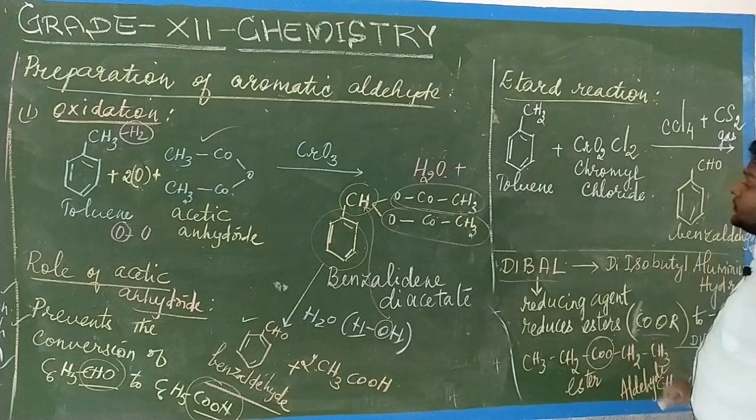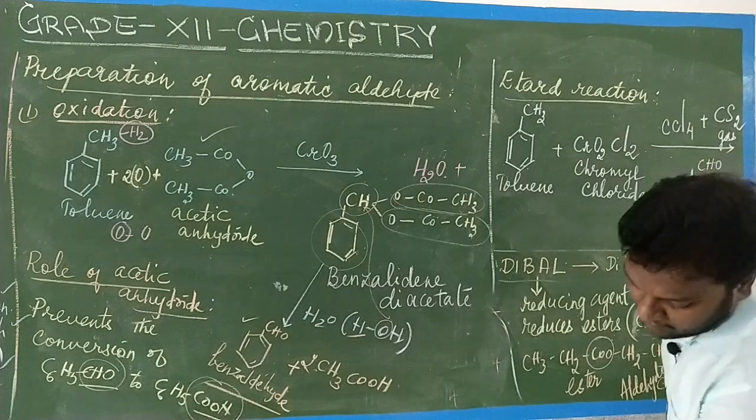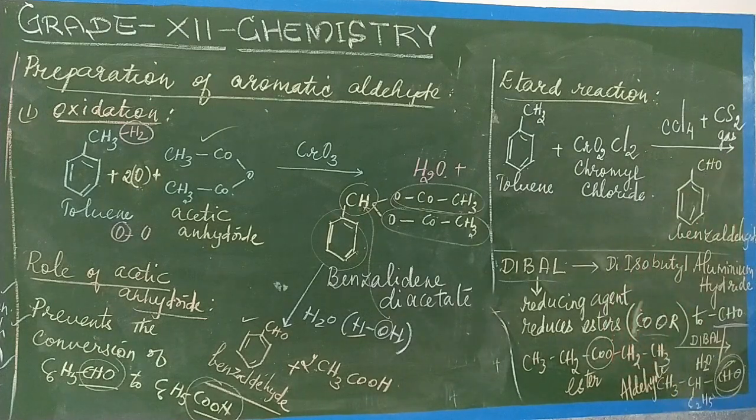Directly it converts into benzaldehyde. You have to remember this well. So what do we write? Toluene on treatment with chromyl chloride, in the presence of carbon tetrachloride and carbon disulfide, gives rise to the formation of benzaldehyde.